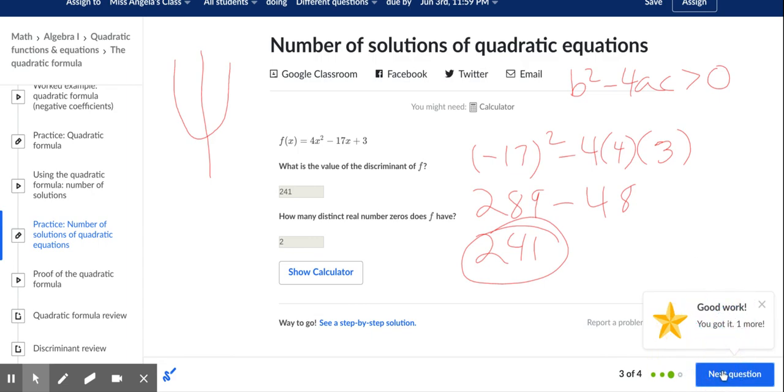And so that is how we figure out the number of solutions that a quadratic has without actually solving it. We're just using this discriminant to figure out how many solutions we have. We don't know what those solutions are, we just know how many we have.